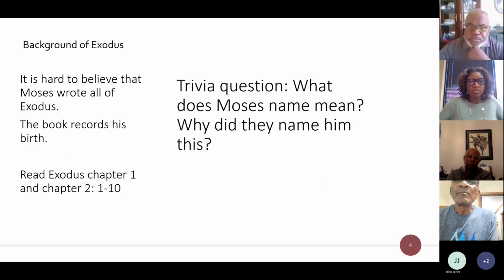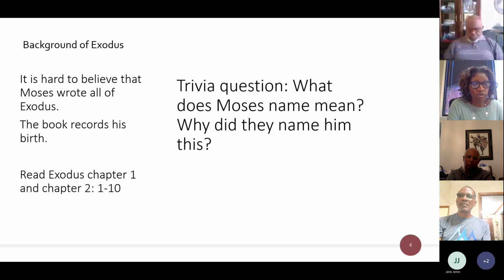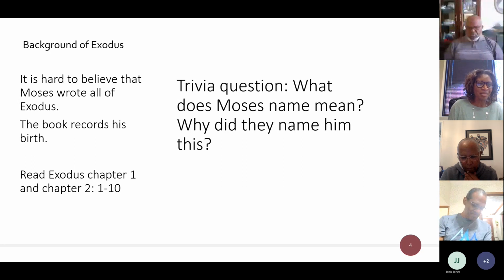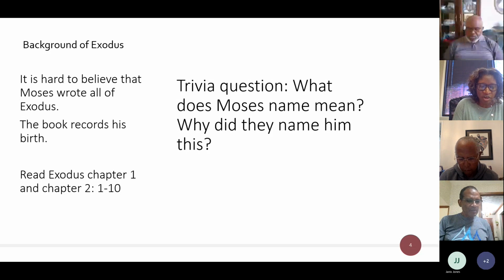Now, let's go back and we're going to keep talking about this book. It's hard to believe that all of Exodus was written by Moses, because the book also records his birth. I know we know a lot of stuff, but I don't know too much about my birth. My parents may have shared some things, or my sister may have shared some things about when I was born, but I don't know the story.